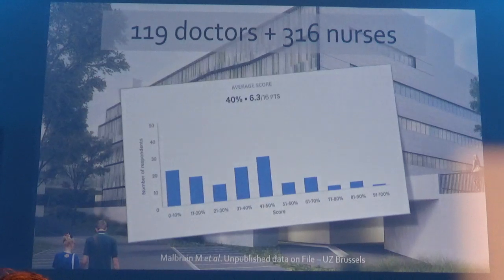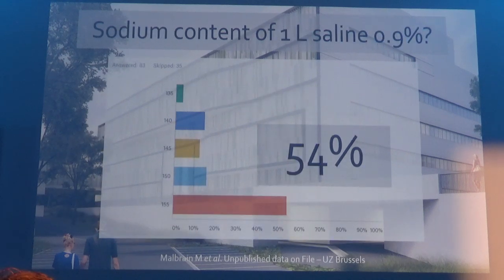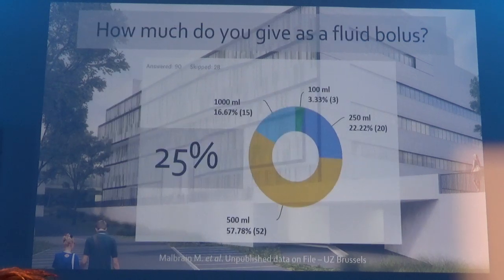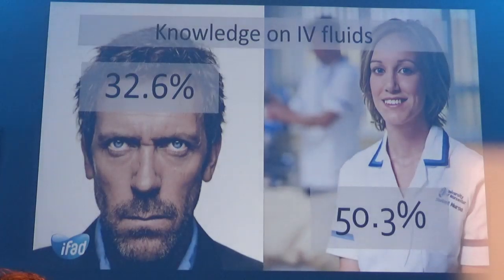So we did a knowledge survey, and just to summarize, no one passed, or on average we did not pass. This was the best answer, which is the glucose content of Plasma-Lyte, which is 0, so it's not a good maintenance solution. The sodium content of saline, we had a question, so about half knew the right answer. What is a fluid bolus? A quarter of the participants knew the correct answer, so the average score for doctors was 32, so they were sacked.